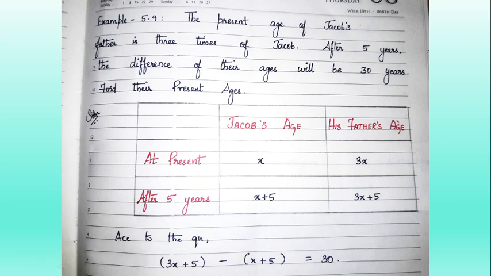Very simple, right? According to the question, we are going to find the difference between their ages, and the difference of their ages will be 30 years. It is given there, right? And what is the reason that we are not subtracting 3x plus 5 from x plus 5? Since we know that his father's age will be greater than the son's age, we are subtracting x plus 5, that is Jacob's age, from his father's age. When we find the difference of their ages, we'll be getting 30.